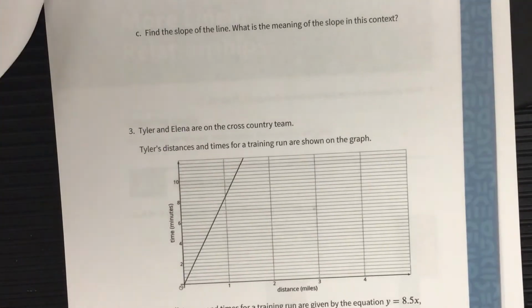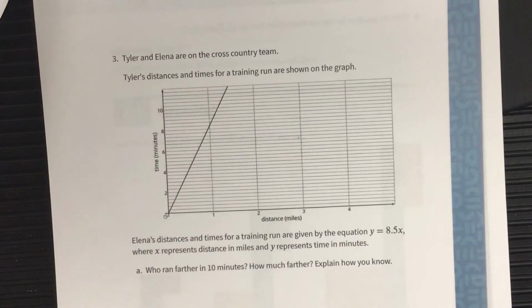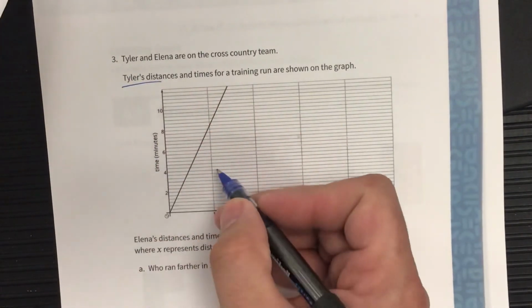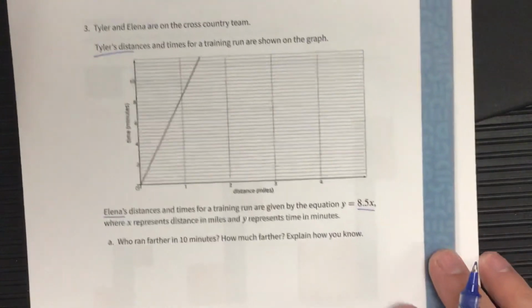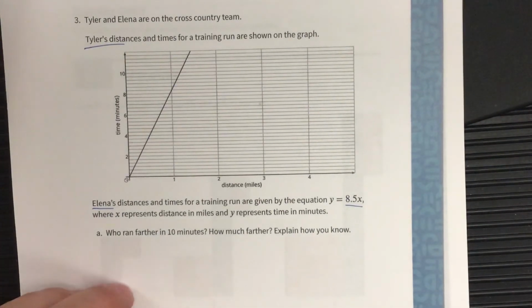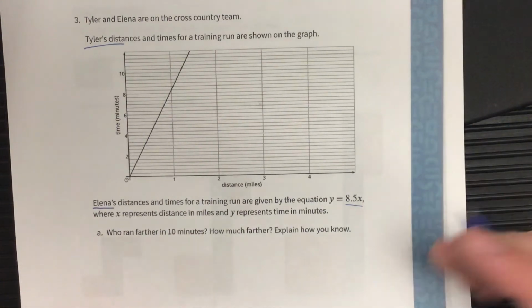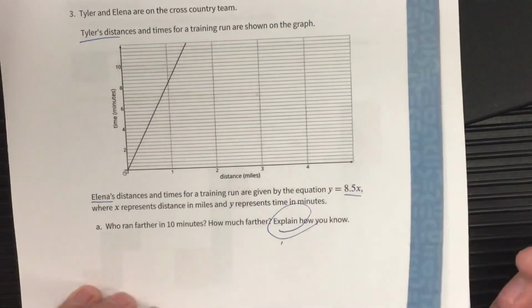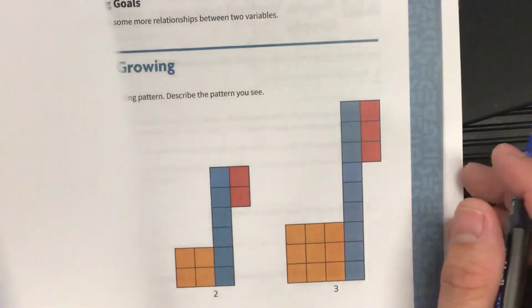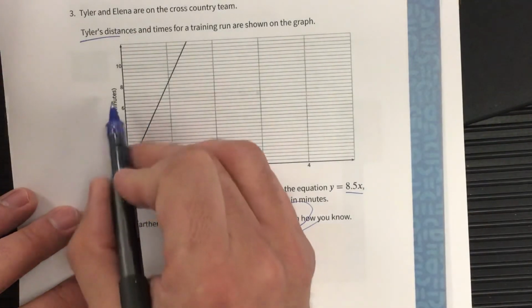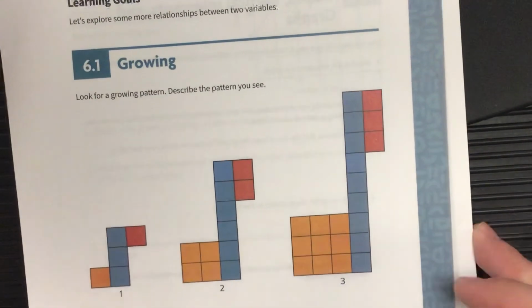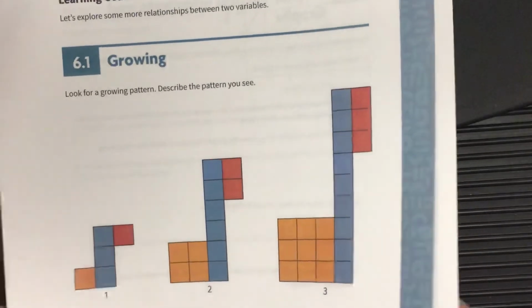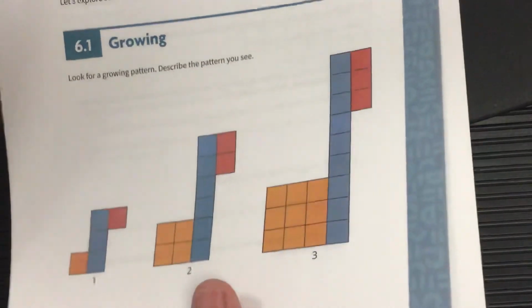Okay, question number 3. Comparing 2 different people on a cross-country team. Tyler is shown in the graph here, and Elena is given by the equation. It's asking you who ran further in 10 minutes, how much further, and explain how you know and why. Be careful on that one. Notice distance is here, how long it took is here. Compare. Similar to yesterday's problem with the warm-up where some of us got confused. Should it be double the time or half the time? Be careful on that one.